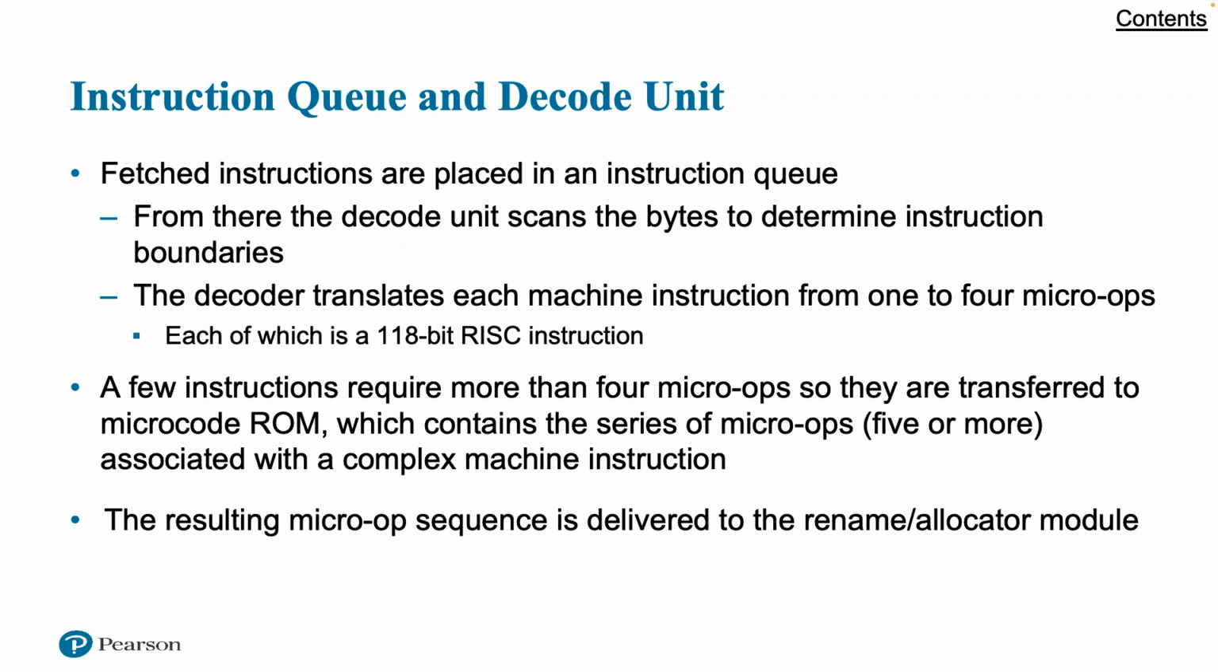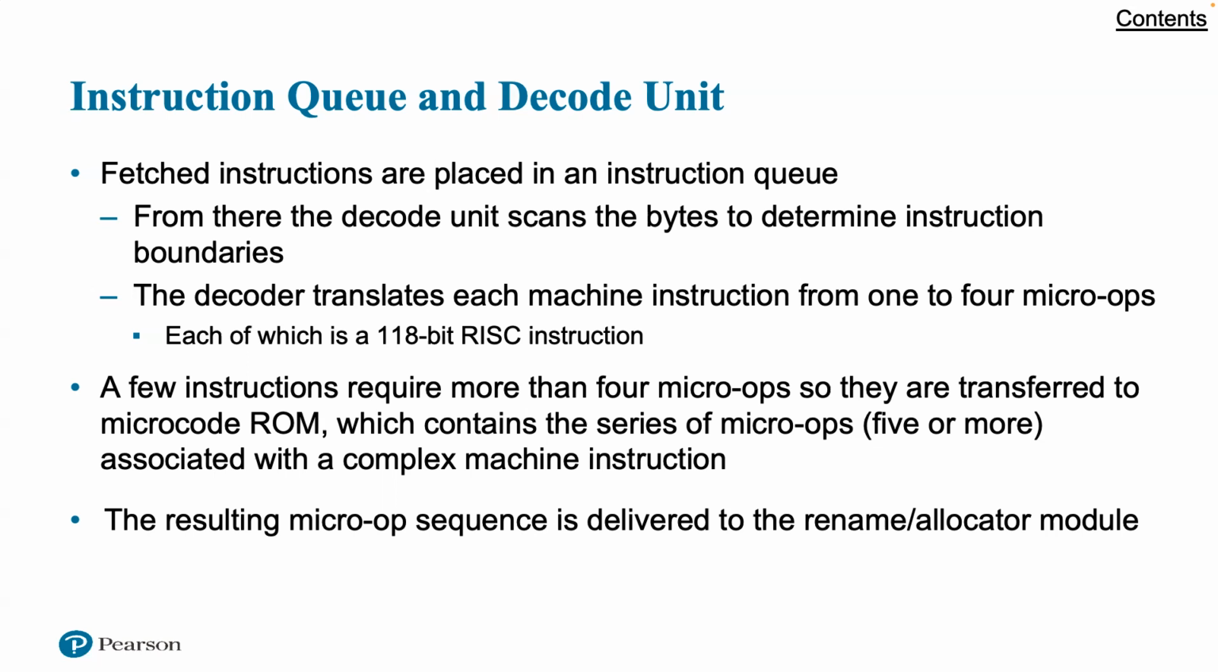A few instructions require more than 4 micro-ops. These instructions are transferred to microcode ROM, which contains the series of micro-ops, 5 or more that is, associated with a complex machine instruction. For example, a string instruction may translate into a very large, even hundreds, repetitive sequence of micro-ops. Thus, the microcode ROM is a microprogram control unit, and in this sense is discussed in part 6, so that'll be a later topic we'll circle back to.